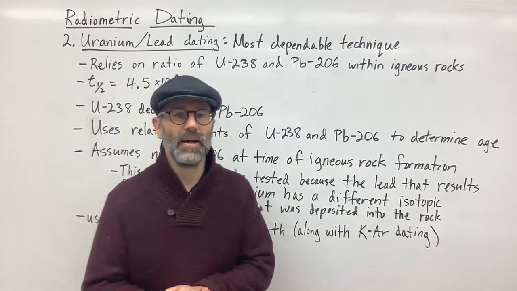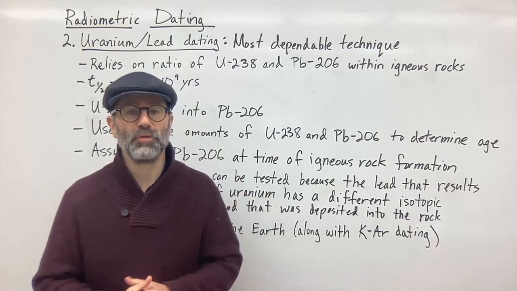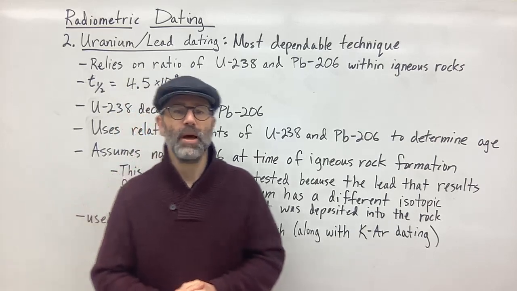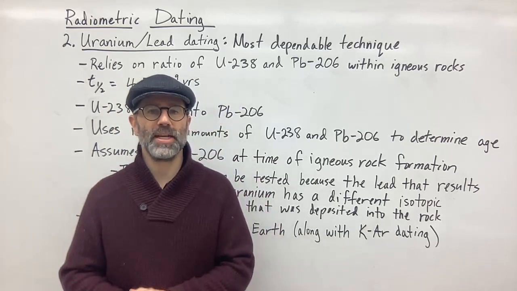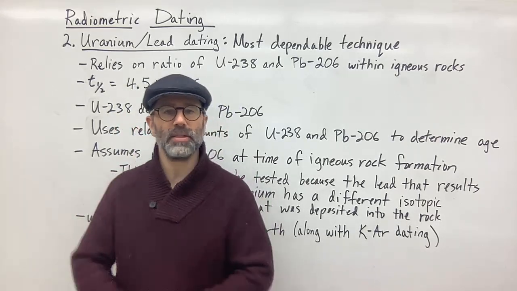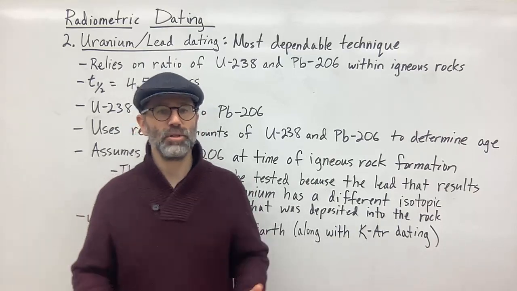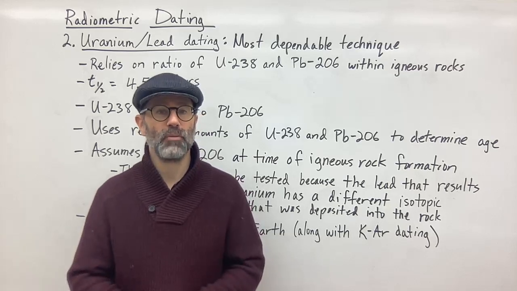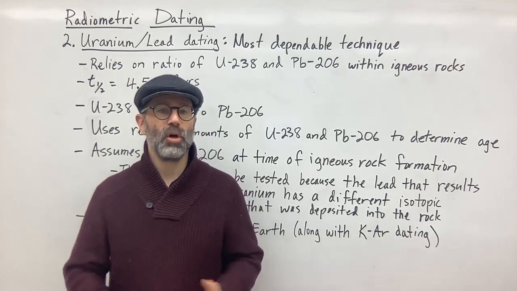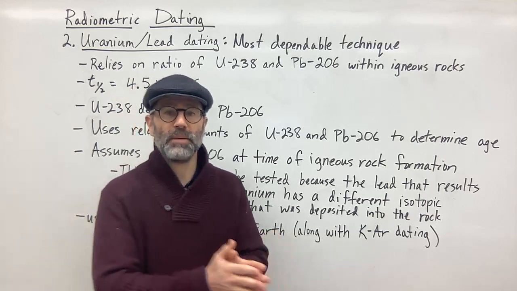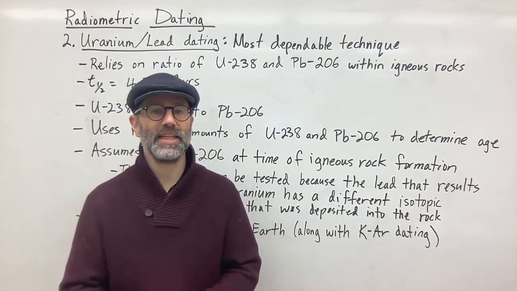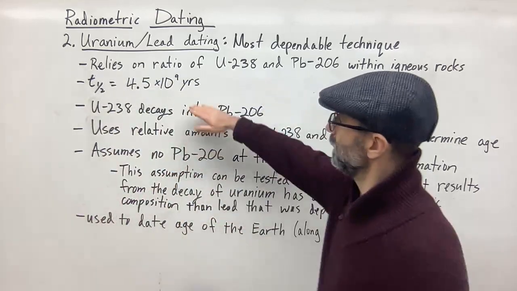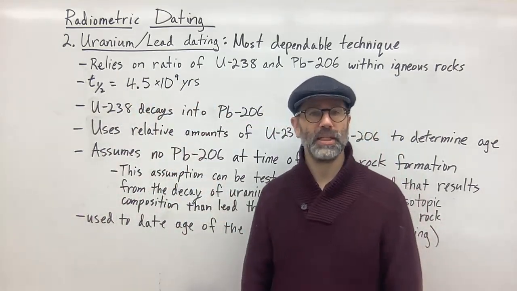What I talked about in an earlier video was the decay series of uranium 238, which ends in lead 206. Lead 206 is the final product of the decay series because lead 206 is stable and it's not going to undergo any more radioactive decay. So this process of going from uranium 238 to lead 206 is a very long process. The half-life of this process is 4.5 billion years.